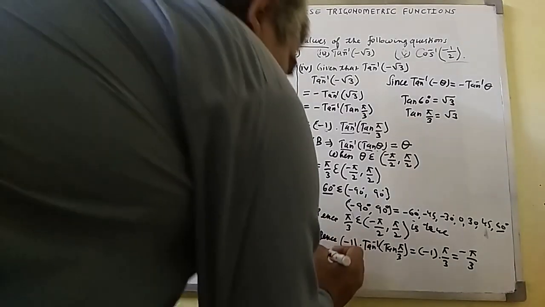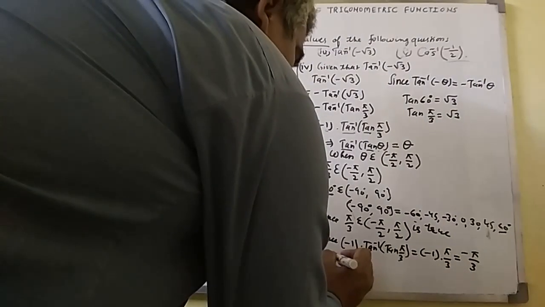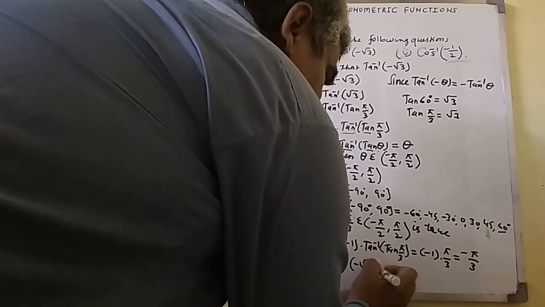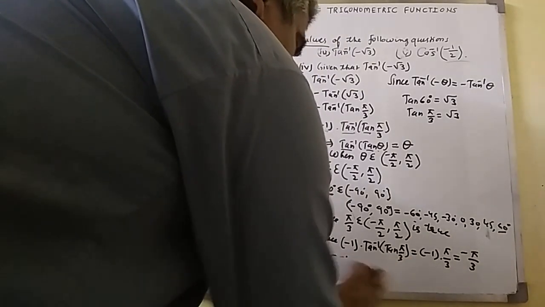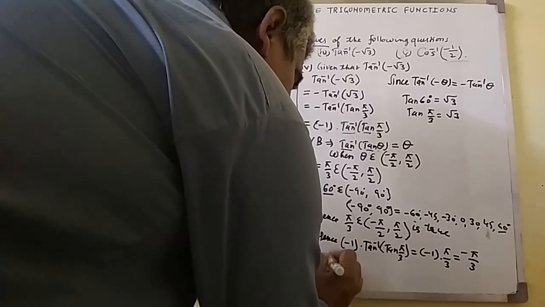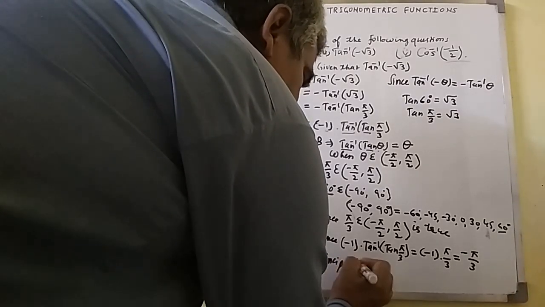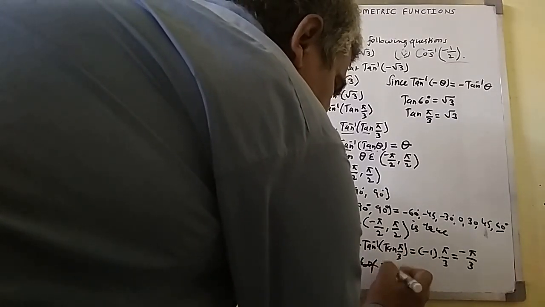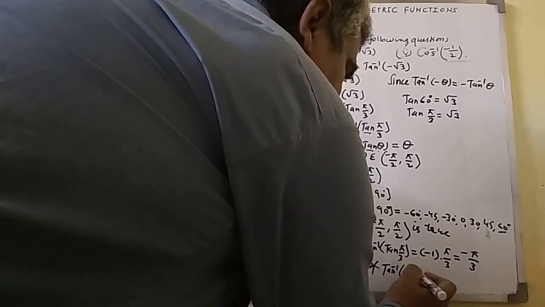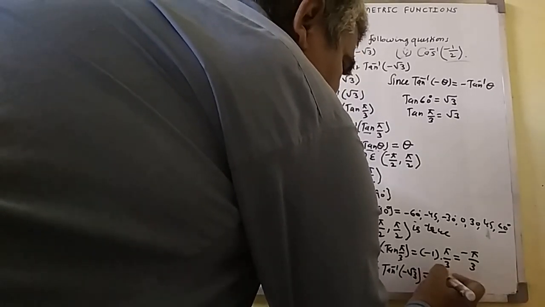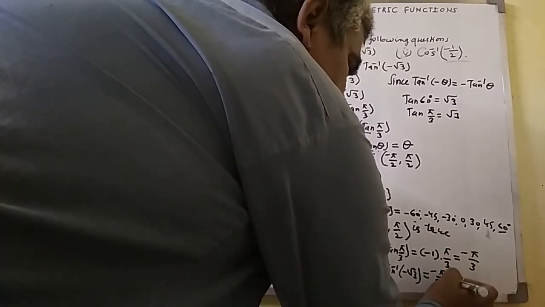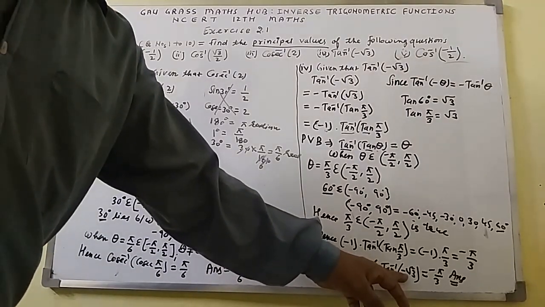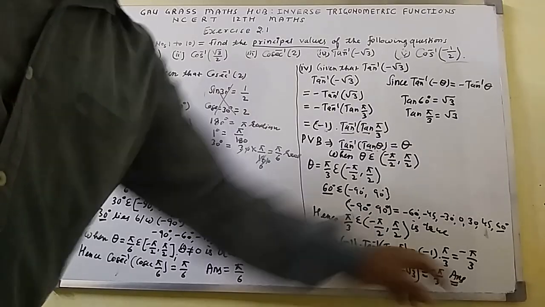Therefore, tan inverse in bracket minus under root 3: you can write it like this, the principal value of tan inverse in bracket minus under root 3 equal to minus pi by 3. This will be the correct answer.